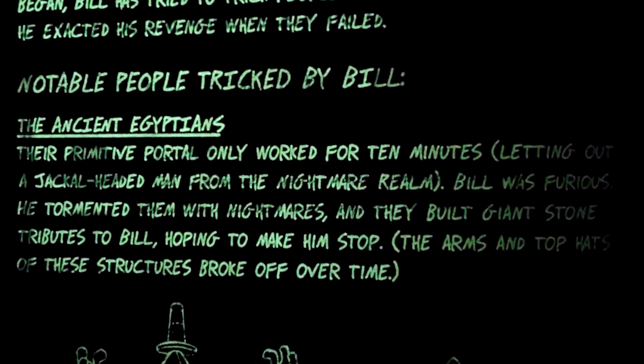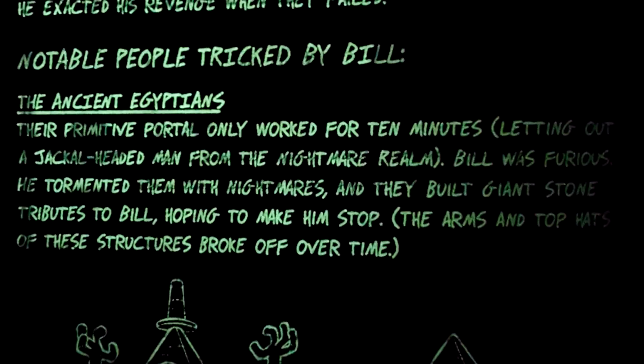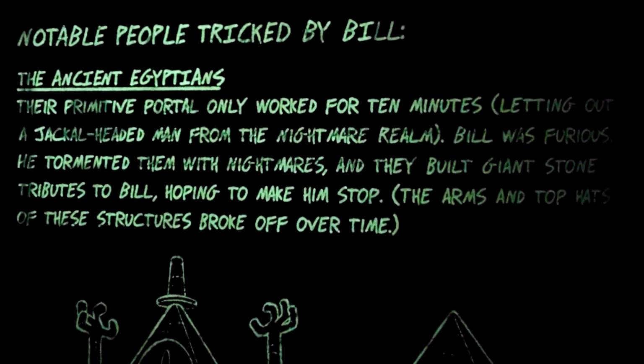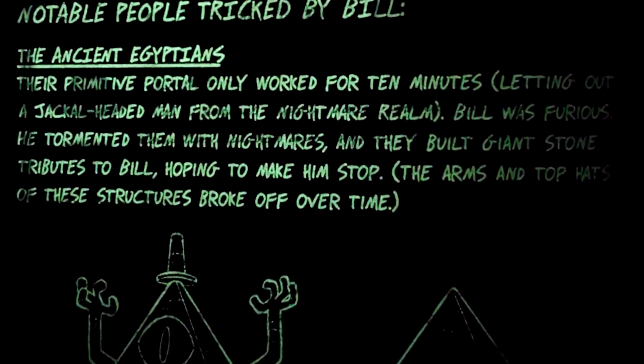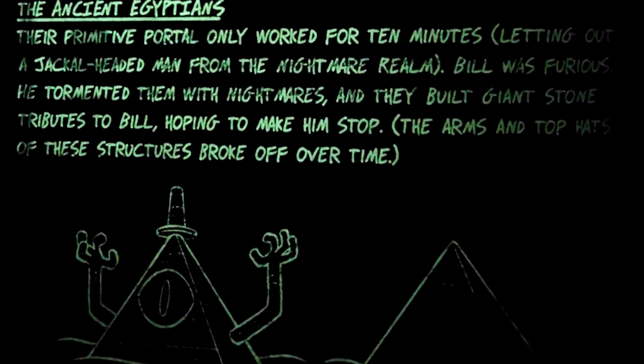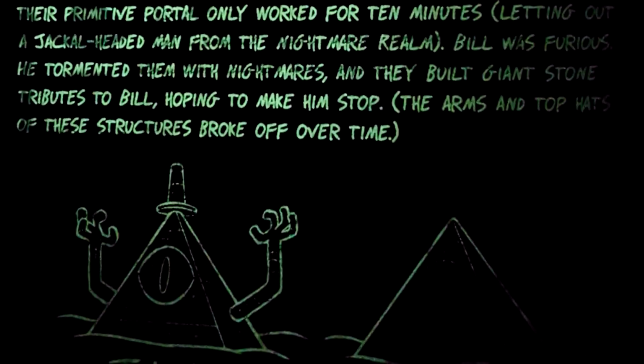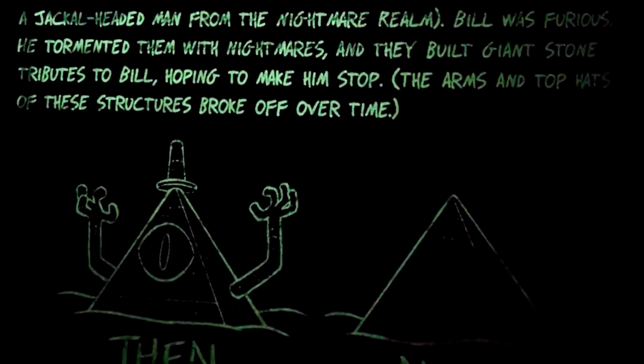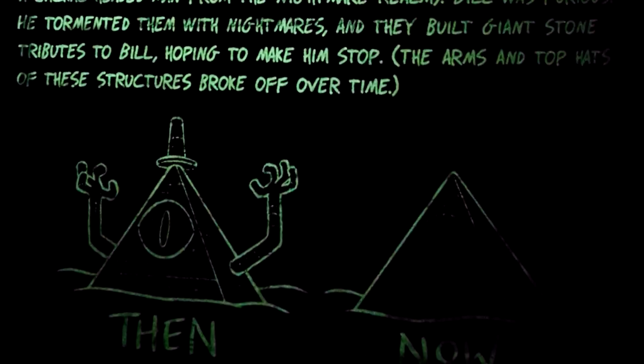And then there's even a list for notable people tricked by Bill Cipher. As for the ancient Egyptians, their primitive portal only worked for 10 minutes. And then it let out a Jekyll-headed man from the nightmare realm. And what do you know? Bill was furious, so he tormented them with nightmares and they built giant stone tributes to Bill, hoping to make him stop.